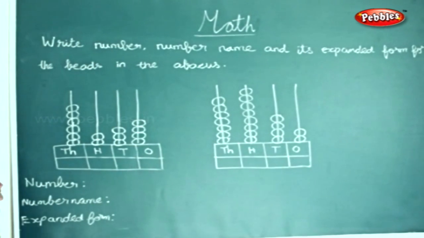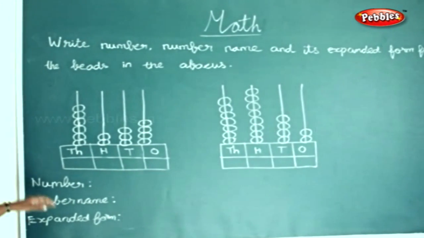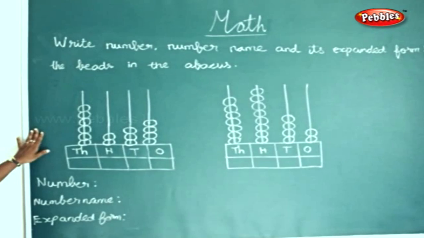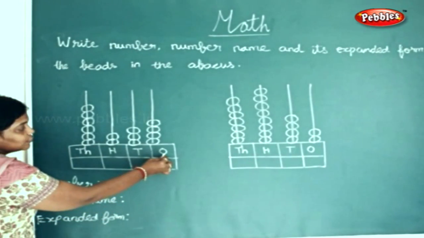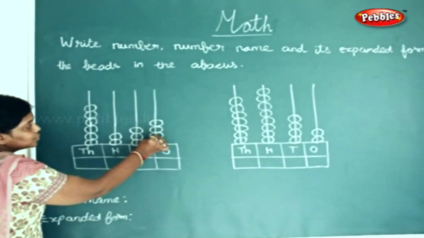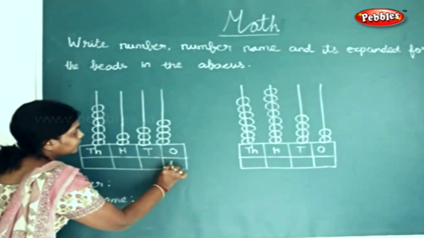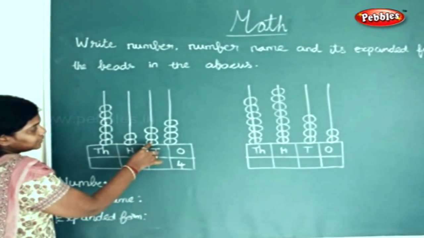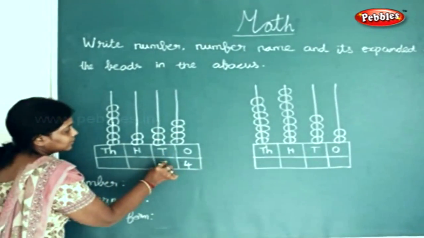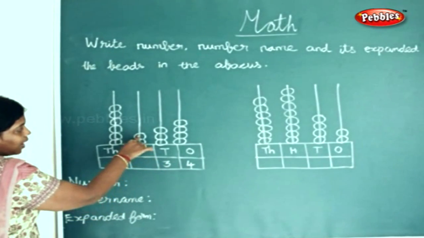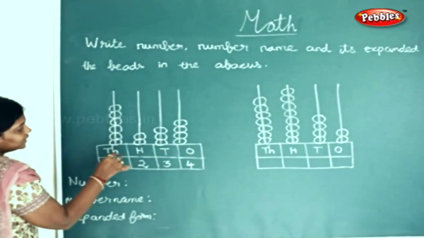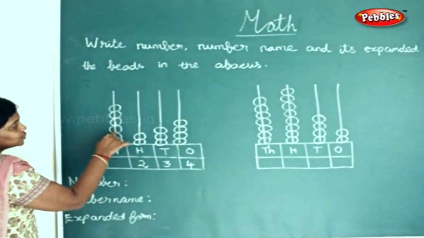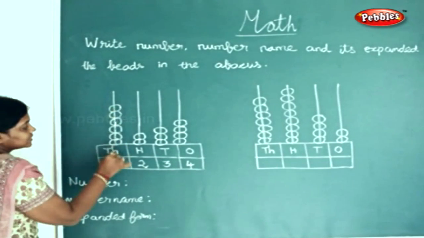Now we will write the number, number name and its expanded form for the beads in the given abacus. How many ones do you find here? 1, 2, 3, 4. How many in the tens place? 1, 2, 3. How many in the hundreds place? 1, 2. How many in the thousands place? 1, 2, 3, 4, 5, 6.